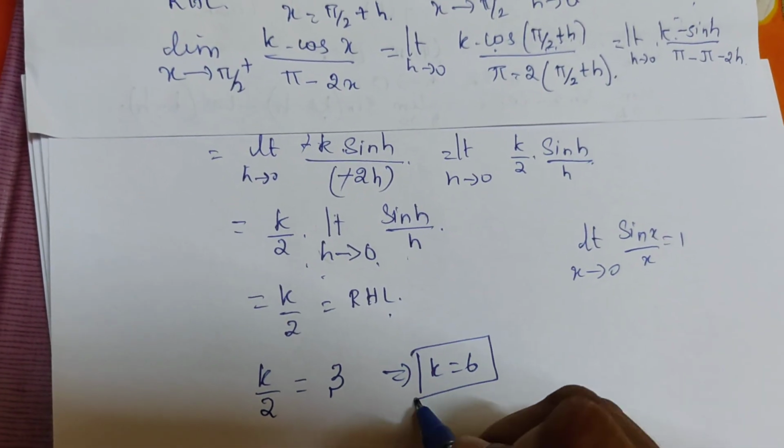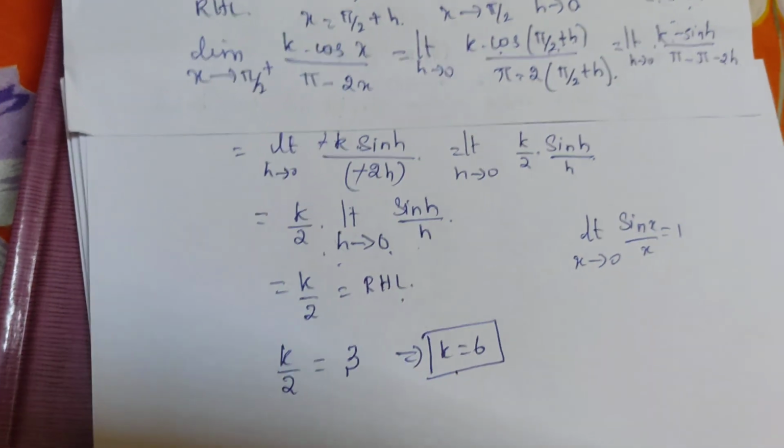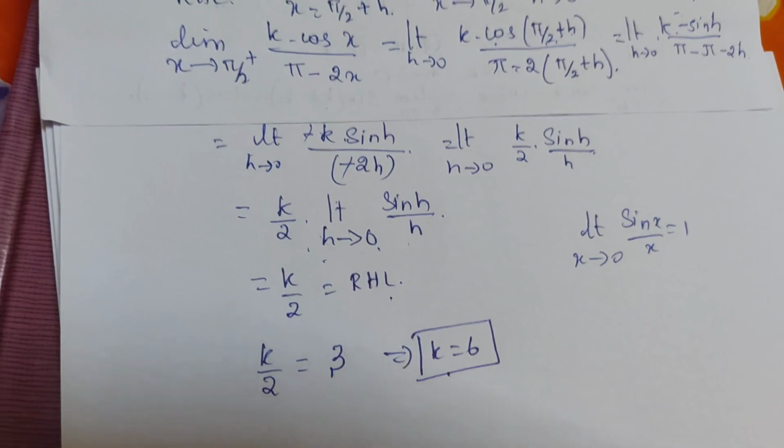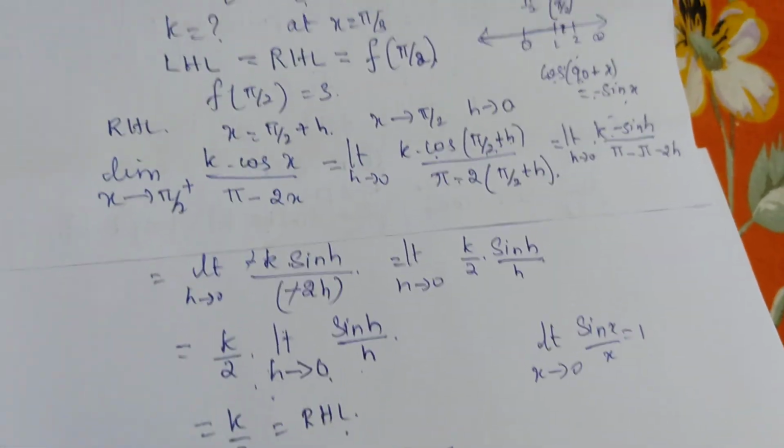So the possible value of k is 6, so that the function is continuous at pi by 2. With this we are done with this problem.